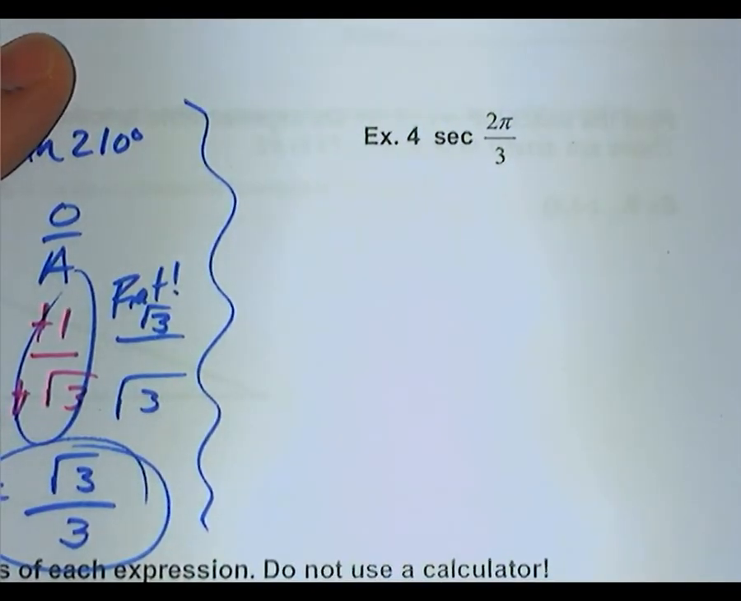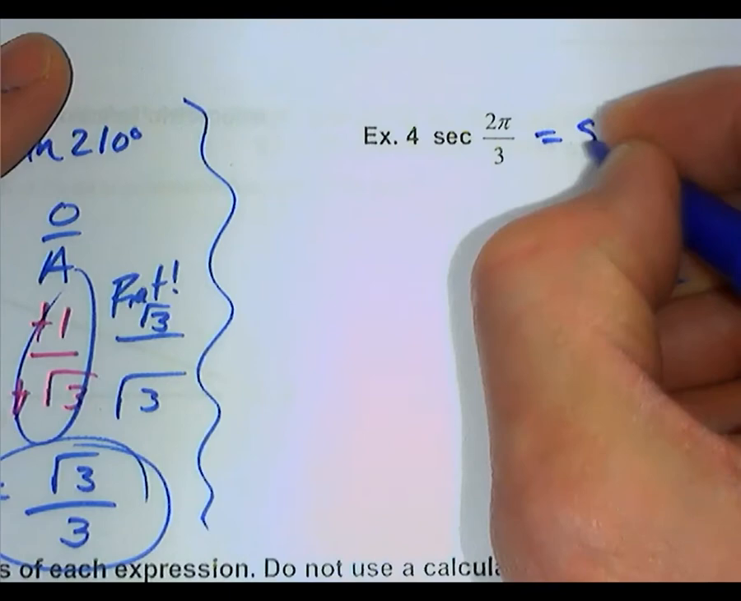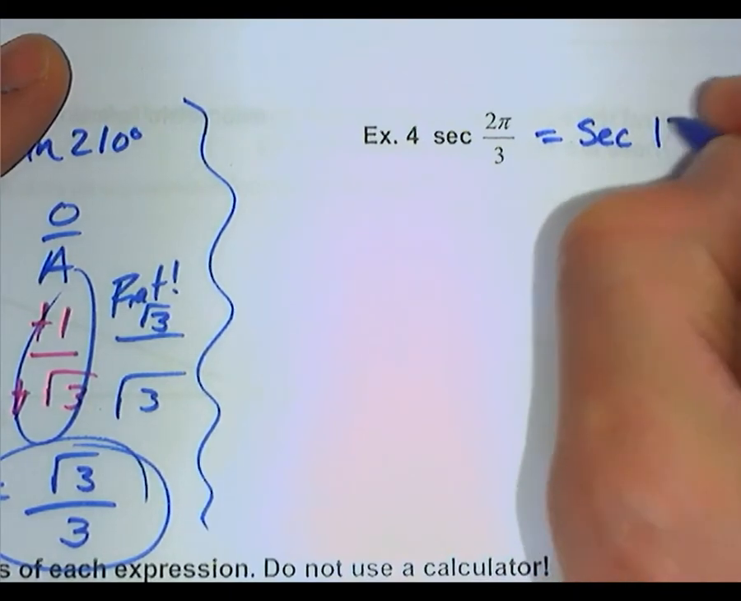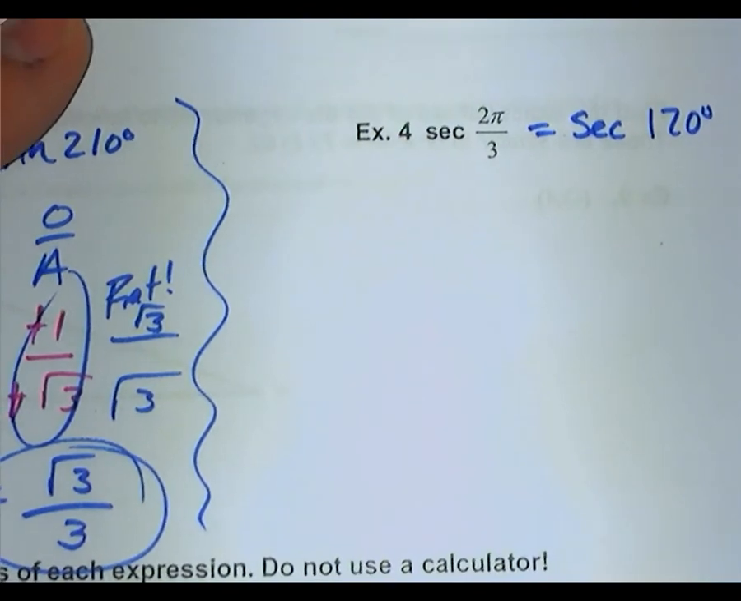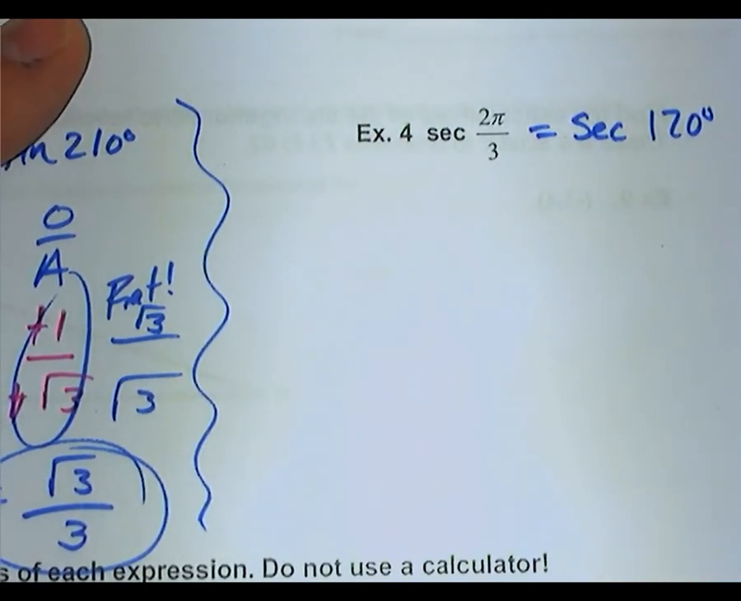I got secant of 2 pi over 3. I always convert. What's 2 pi over 3, y'all? 120. Do you have to? No, you don't have to. Some teachers just leave it in radians. I mean, for you guys, it helps visualize what's going on here.